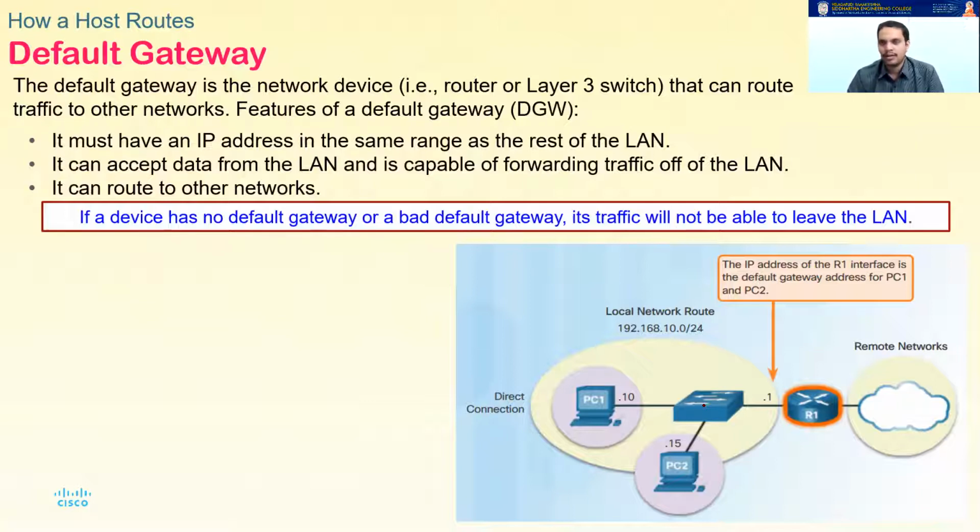If you have done module 1 and module 2, I have shown you some diagrams, so you must have seen the MLS. Remember that the default gateway is the network device that has the ability to send traffic to other networks, not within the network. What is the feature of the default gateway? It must have an IP address in the same range as the rest of the local area network, and it can accept data from the LAN and is capable of forwarding traffic off of the LAN. It can route to other networks.